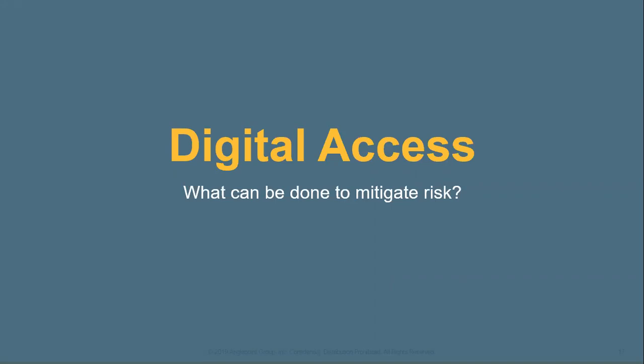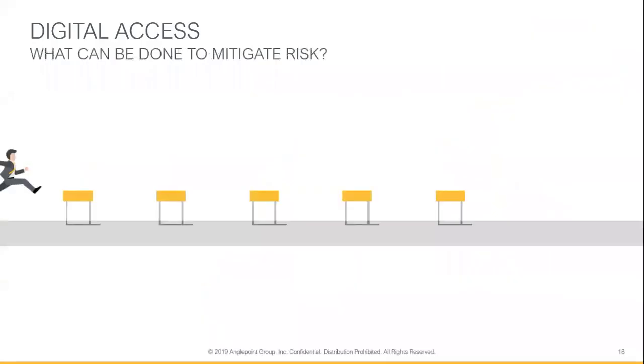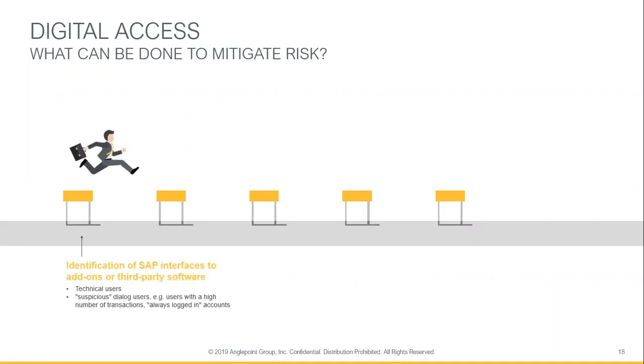So what can be done to mitigate our risks? We take a pretty simple approach. We'll walk through each of these steps, but with any risk, the first step is to identify the risk. It seems simple, but take the time to truly understand where your risk sits.